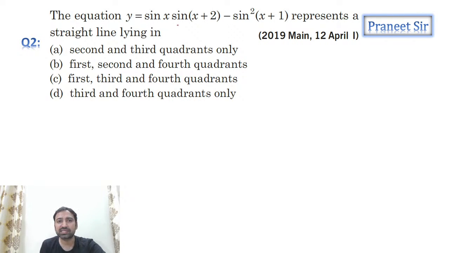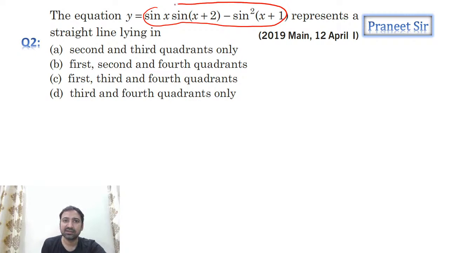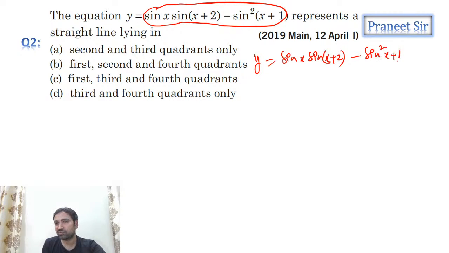y is equals to sin x into sin x plus 2 minus sin square x plus 1 represents a straight line. So this has to represent a straight line, which means we should not have any trigonometric functions in x. So compulsorily that should be constant. Let's calculate that value. y is equals to sin x into sin x plus 2 minus sin square x plus 1.